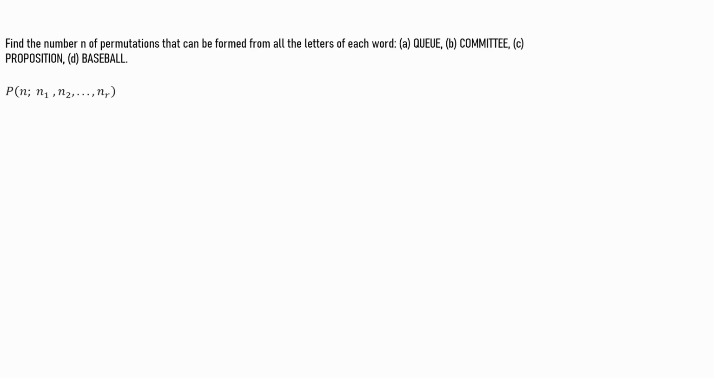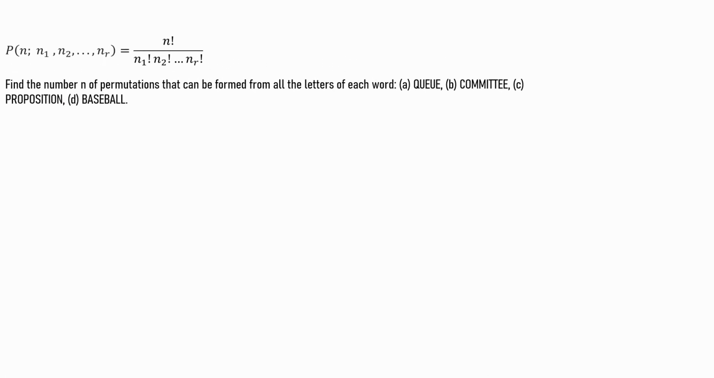So, next problem naman. Ito naman yung permutation ng mayroong mga repeated. Find the number of permutations that can be formed from all the letters of each word. So, yung una ay Q, committee, proposition, tapos baseball. So, permutations of n objects in which n1 are alike, n2 are alike, and so on hanggang nr are alike. So, ganito naman yan: n factorial over n1 factorial times n2 factorial and so on hanggang nr factorial. So, pwede na nating isolve to.